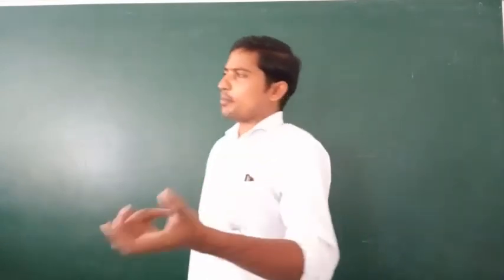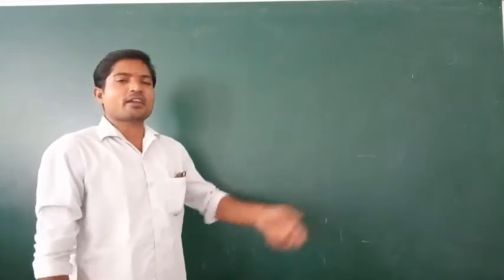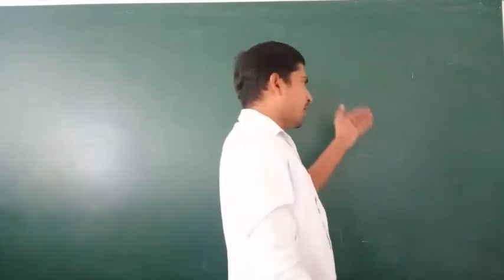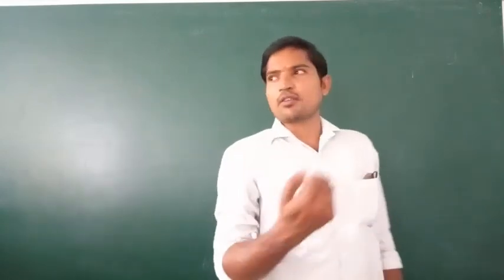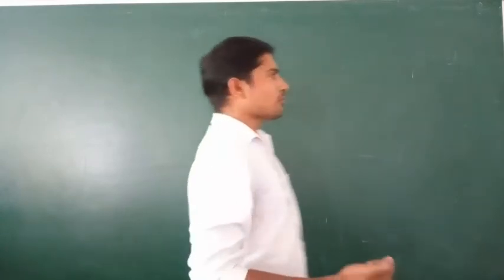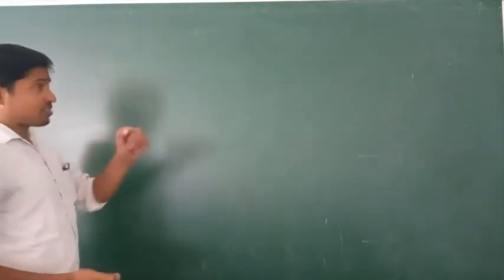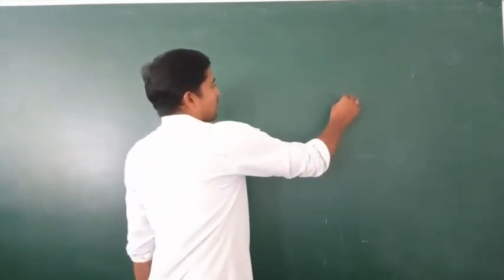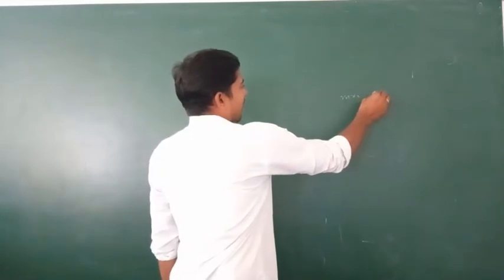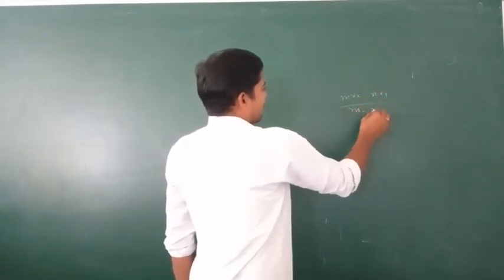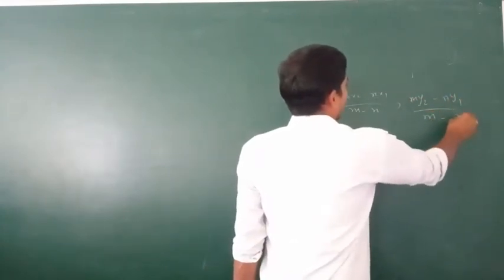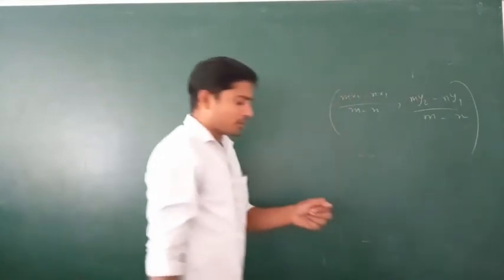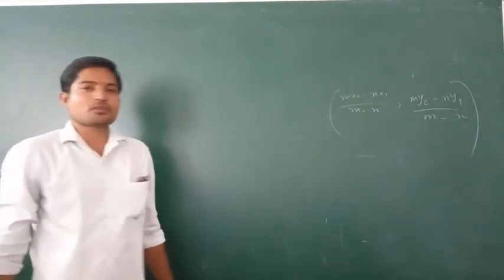Suppose the point lies inside the line segment AB, dividing ratio is m is to n, then ((mx2 plus nx1) by (m plus n), (my2 plus ny1) by (m plus n)). And externally it divides in the ratio ((mx2 minus nx1) by (m minus n), (my2 minus ny1) by (m minus n)). This is the point dividing externally.